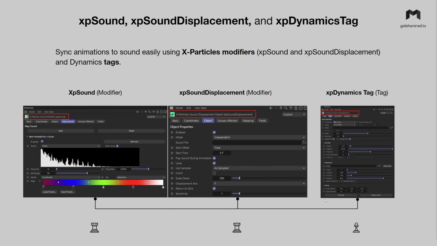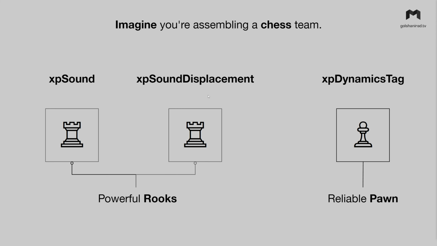In this tutorial, we will talk about xpSound, xpSoundDisplacement and also XpDynamics Tag. You can sync animation to the sound easily using XParticles, xpSound modifier and xpSoundDisplacement modifier with the help of XpDynamics Tags. Imagine you are assembling a chess team. xpSound and xpSoundDisplacement are our powerful rooks here, and XpDynamics Tag is our reliable pawn.